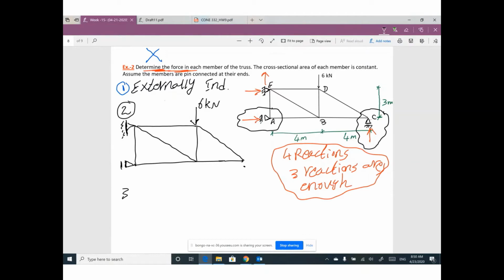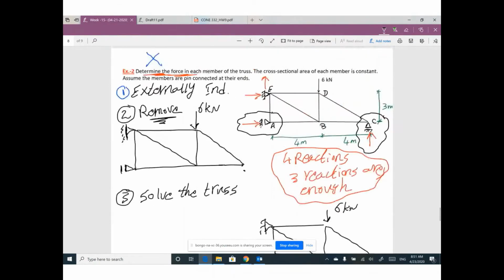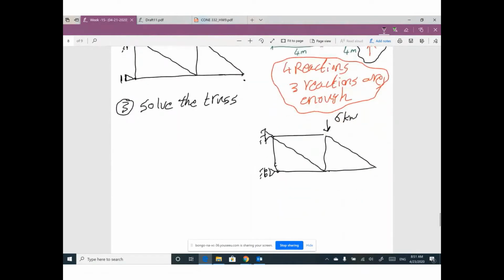Third step. So in the second step, I removed the extra unknown, which is a reaction in this case. Third step, solve the truss after you removed the extra unknown. Your truss looks like this after you removed the extra unknown, and we have 6 kilonewton.